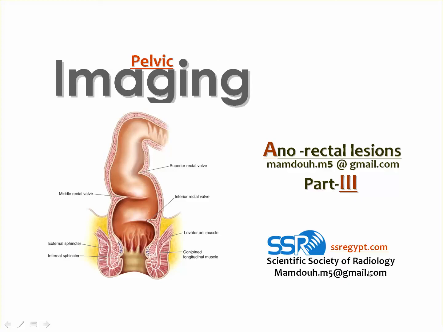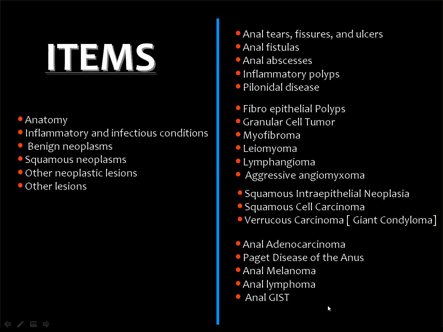Dear colleagues, now we are going to discuss the third part of the topic anorectal imaging, and in this part we have many of the lesions occurring in the anal region, and we will not finish the discussion of all of these lesions in one lecture, so we'll have another lecture to complete this topic. We want to talk about the anatomy of the anal canal and to discuss some of the inflammatory and infectious conditions like the anal fissure, the anal fistula, the anal abscesses, polyps, and pilonidal disease.